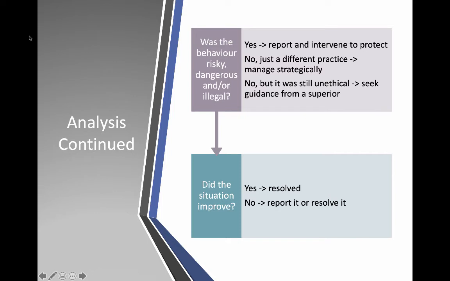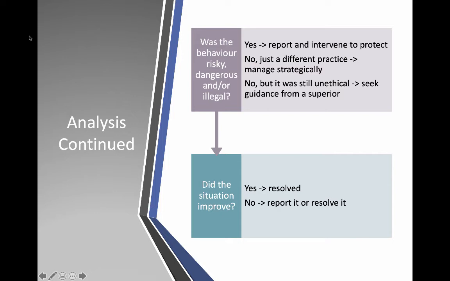But we're not finished the decision-making process. Well, was the behavior risky, dangerous, and or illegal? Well, in that case, I have to also report it and intervene to protect the person. So it's not enough for me just to be able to say I reported it. If I have any concerns about immediate safety of people, I have to do something that will intervene and protect the individual. And by that, that doesn't mean I necessarily need to be in conflict with the person that I think has done something wrong. Sometimes it's a subtle thing that I can do to separate people, for example.